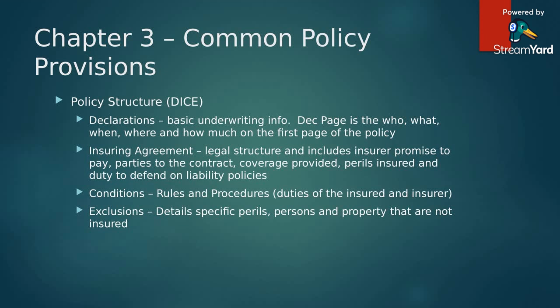And then E, lastly, is going to be exclusions. This one can be very specifically important, especially on any open perils policies, but definitely on all policies. And it details the specific perils, persons, and property that are not going to be insured under the policy.